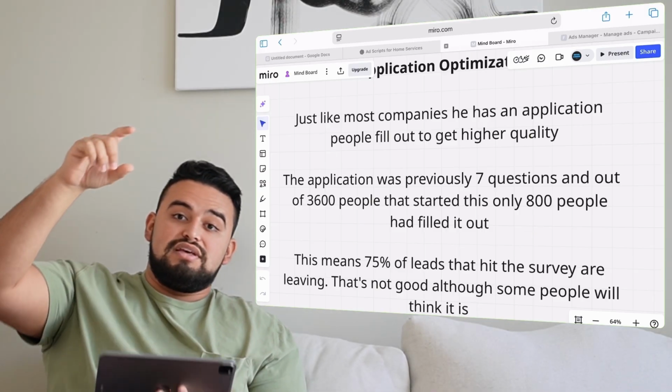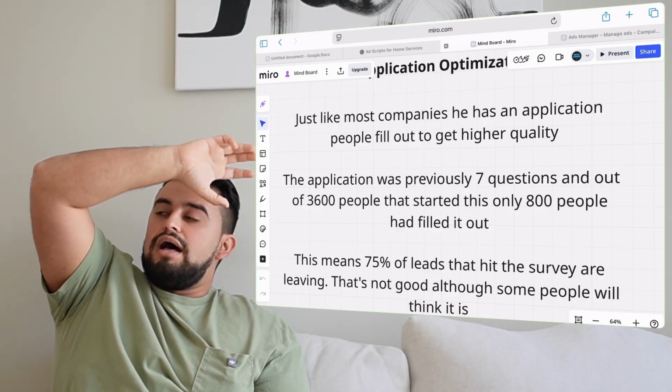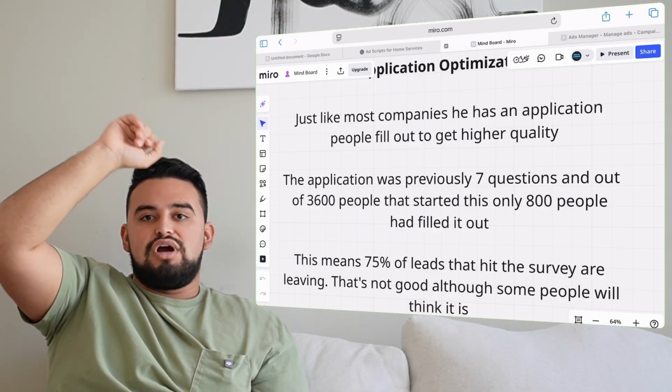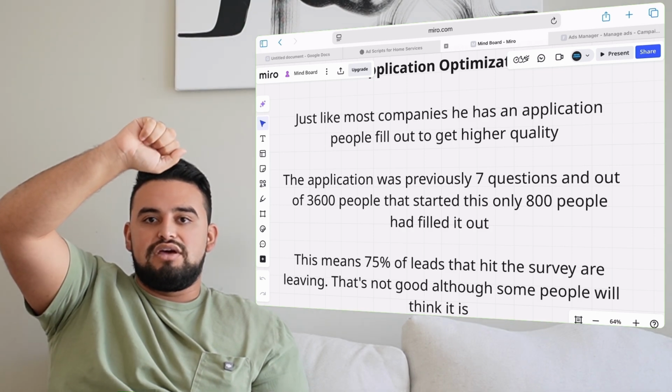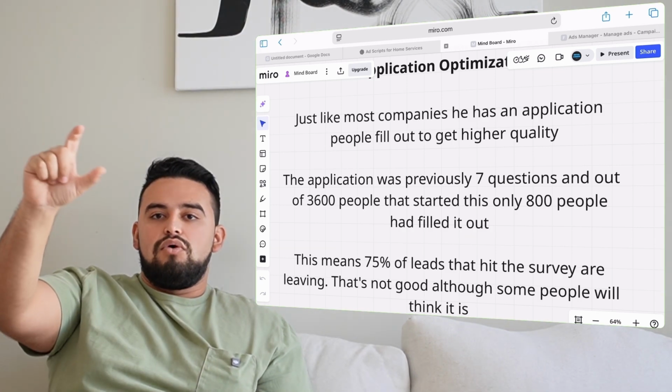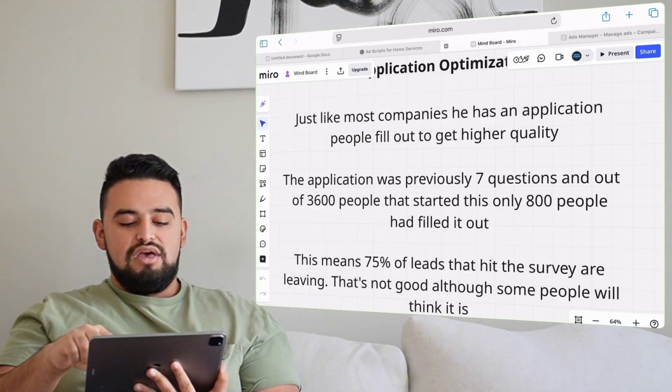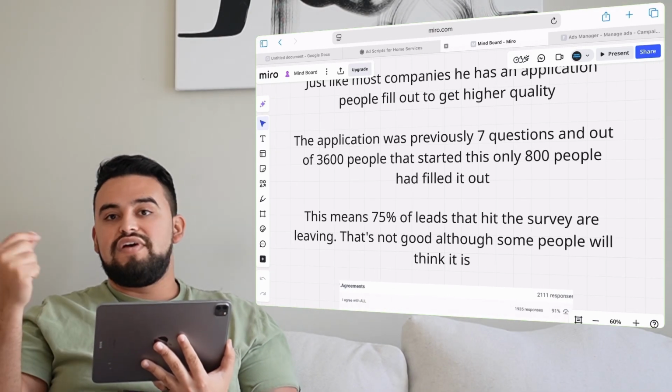This means that let's say that out of 100 people who hit your landing page, only 10 of them are going to try to opt in, right? And out of that 10, only 2 of them made it through. That is awful. That's a huge constraint in the system. And this means that 75% of leads that hit the survey are leaving.